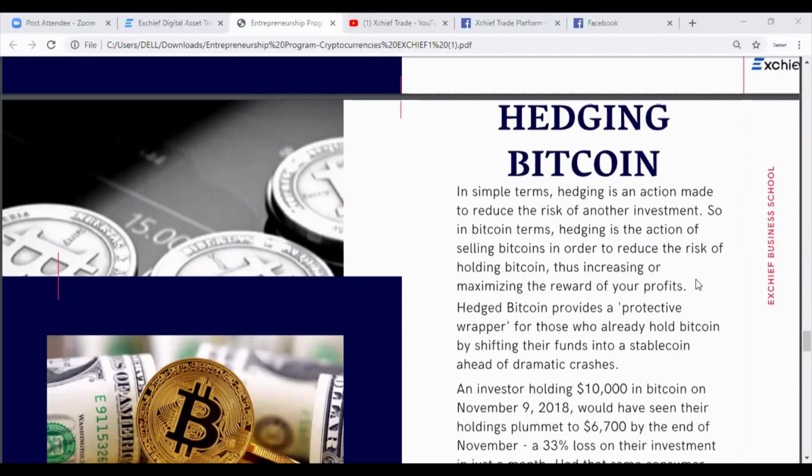Bitcoin. What you do is you sell your Bitcoin for CAC, or you sell your Bitcoin for USDT, so that you protect the value or the amount that you used in buying it. So when it goes down, all you have to do is use that USDT to buy back your Bitcoin so that you can get more Bitcoin. That's what it means by hedging.